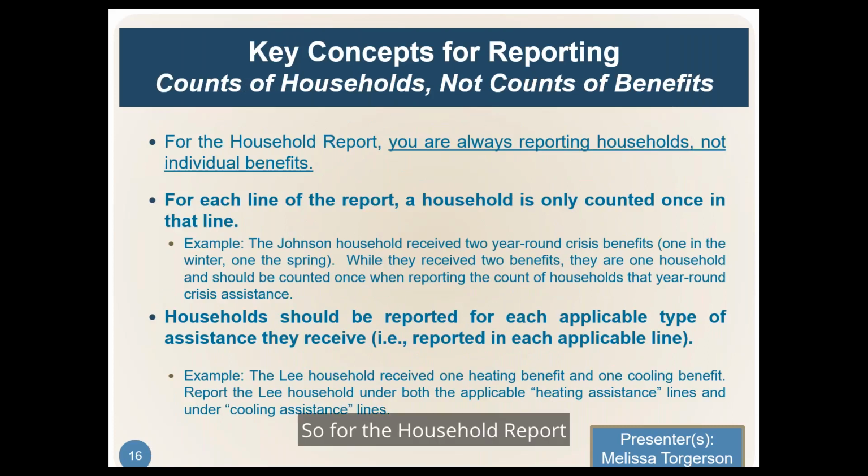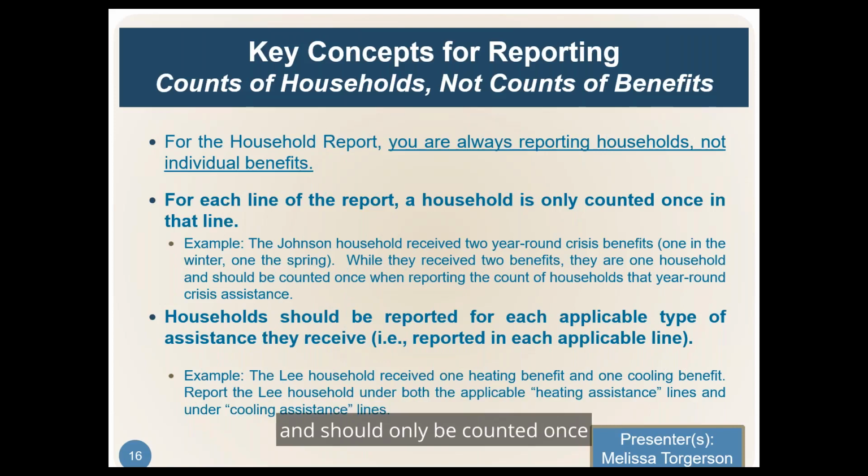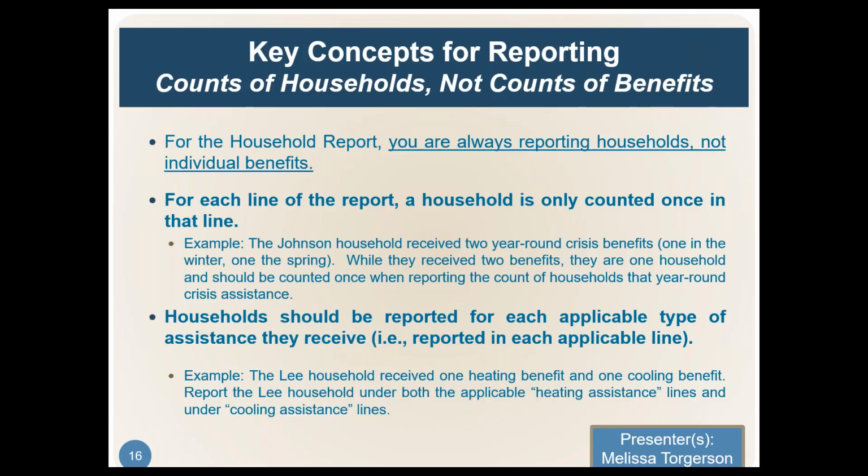So for the household report, you're always reporting on households, not the instances in which a household receives benefits. This means that for each line of the report, a household is only counted once in that line. Here's an example. The Johnson household received 2 year-round crisis benefits, one in the winter and one in the spring. While they received 2 benefits, they're just one household and should only be counted once when reporting the count of households in year-round crisis.